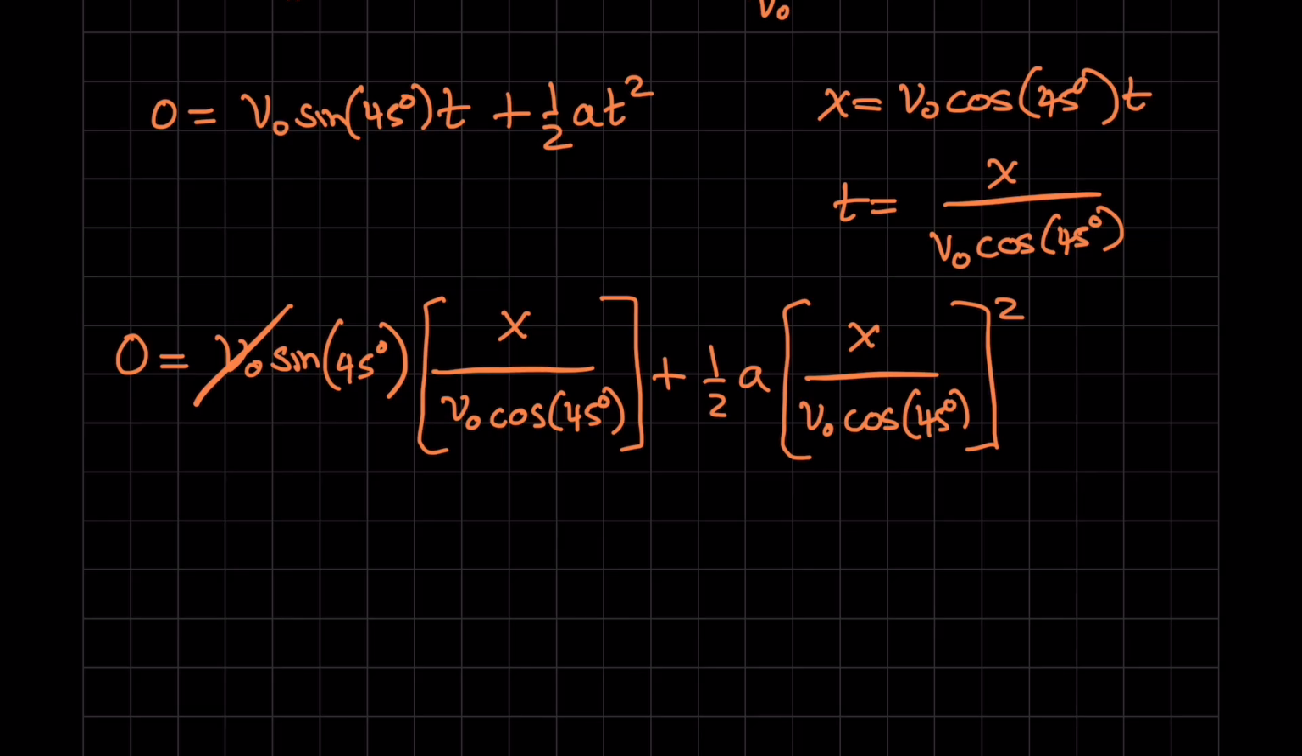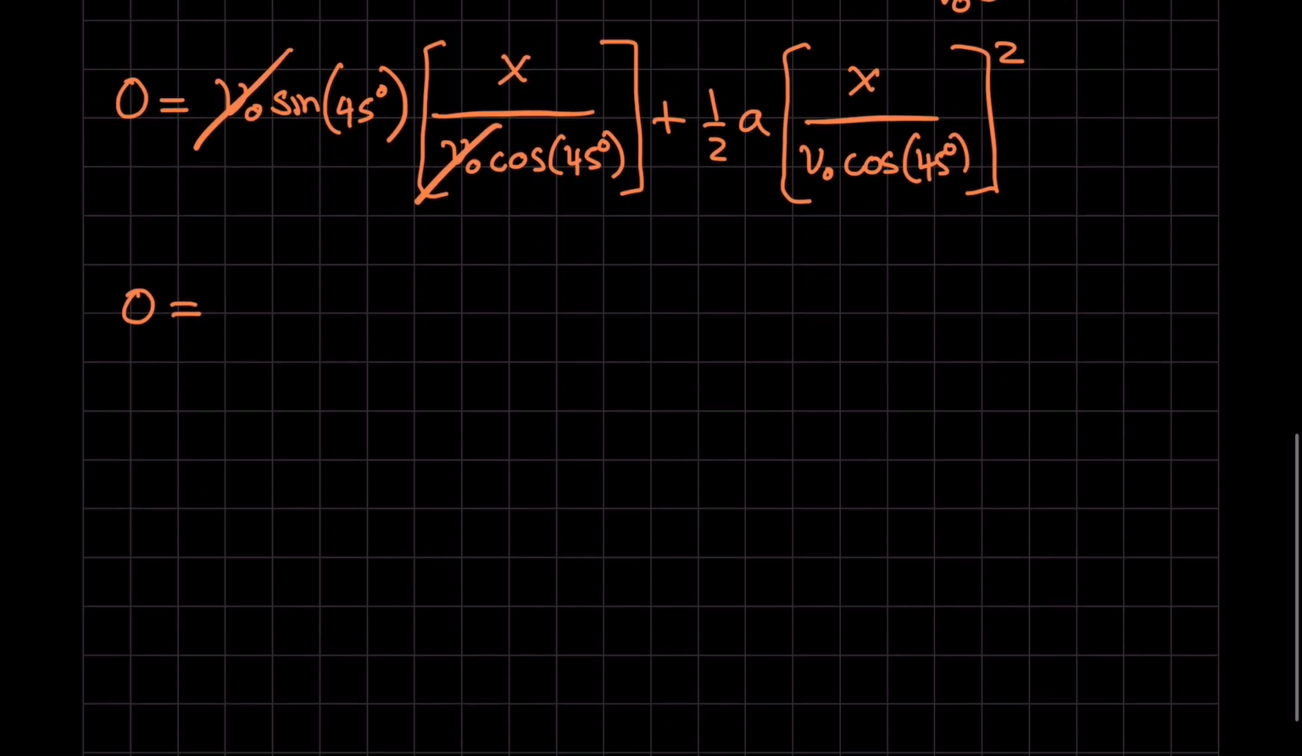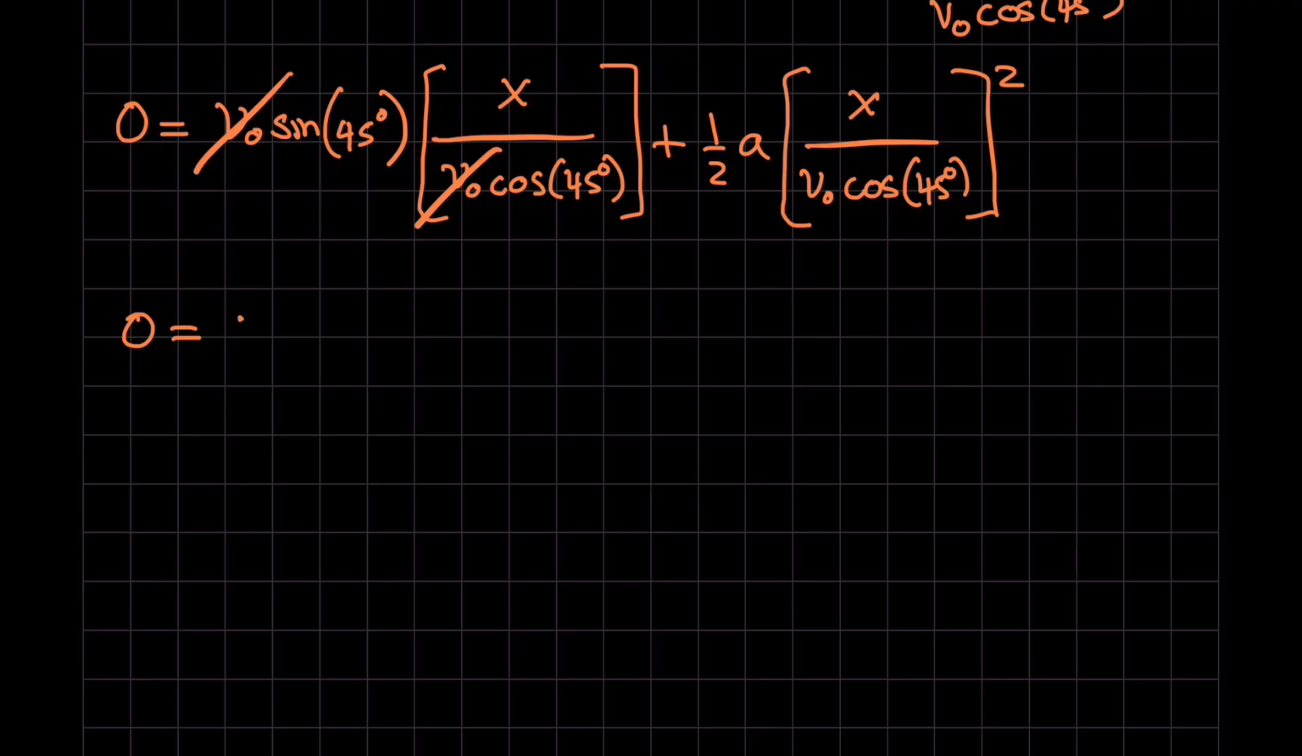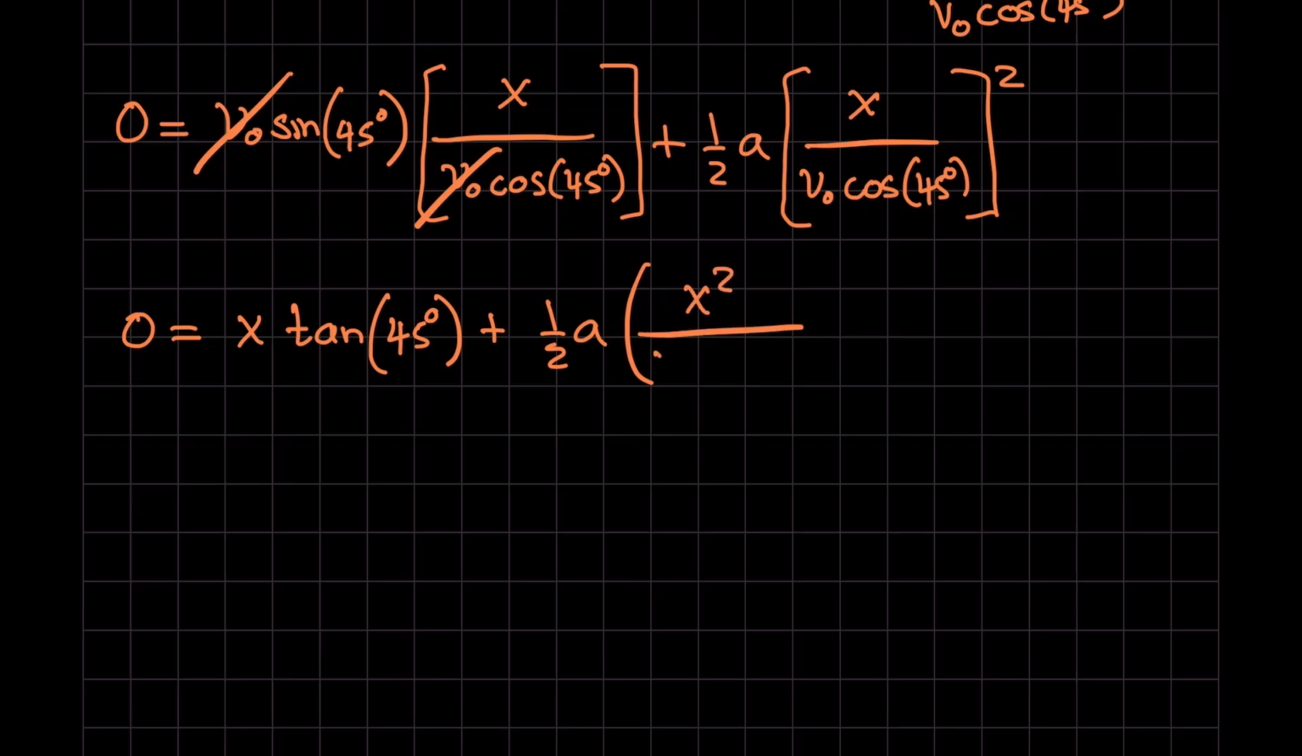Okay, so a couple of things will cancel. The v naught here will cancel, so let's leave that and then try to rewrite this. So 0 is equal to x, sine divided by cosine, which is tangent, a trig identity. So sine divided by cosine is tangent of 45 degrees, plus 1/2 a, we have a x squared divided by v naught squared cosine squared of 45 degrees.